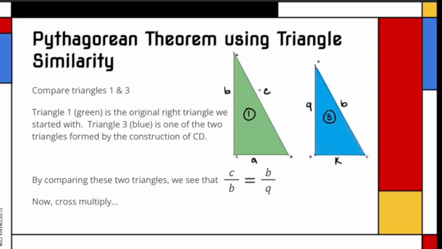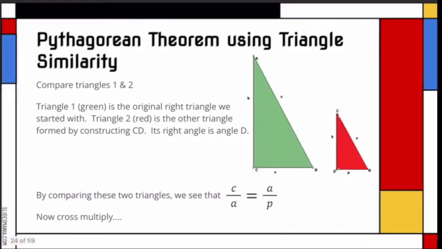Now if we were to compare the sides, we know that C over B is equal to B over Q. The right angle is over here and here, so this side corresponds to this side, and Q corresponds to B. If we divide C over B, that should be equal to B over Q. Then if you cross multiply, we get that B squared, or B times B, is equal to C times Q. We're just going to table that for a second. So we know that's true for that triangle.